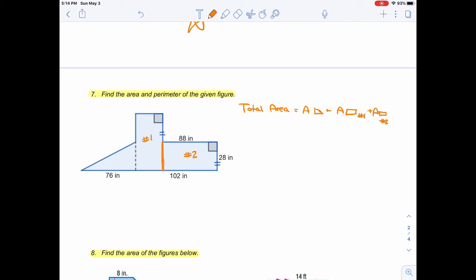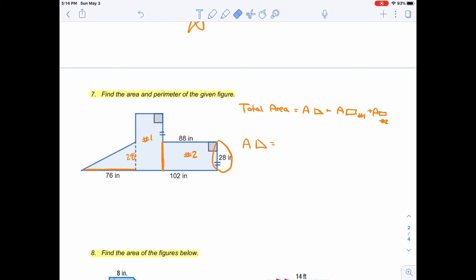So I went ahead and wrote out that we're going to find our total area by doing our area of our triangle plus our 2 rectangles here. So I just want to go ahead and make sure we're all understanding the labeling of this. So to start off, let's find our area of our triangle. We can see that we have one of our bases here is 76, and we can see that this 28 is the same length here, okay?